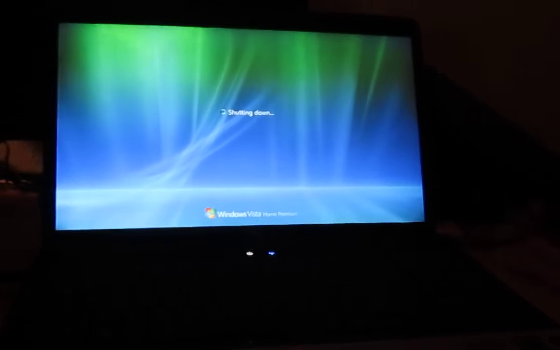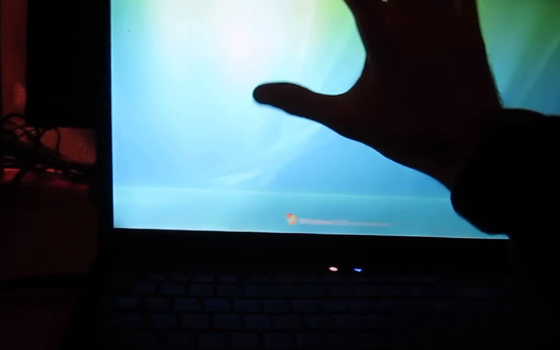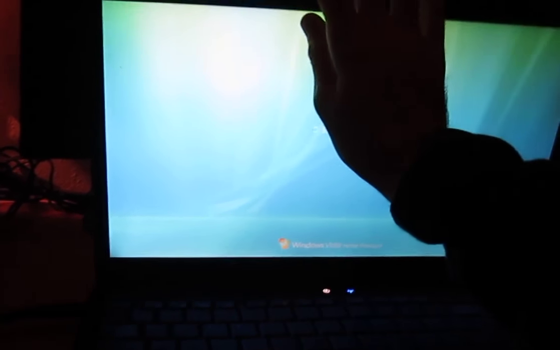So yeah, this is a little small showcase of this HP G60 laptop that I'm in the process of seeing what's wrong with it. Once I get all the personal information off of it, I know the previous owner will be happy to have all their files on their new computer.